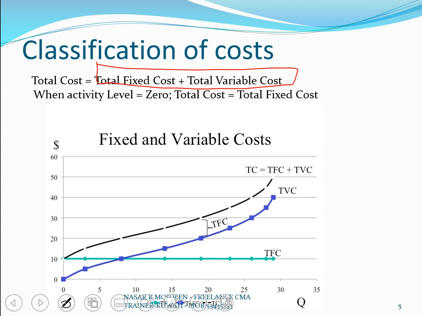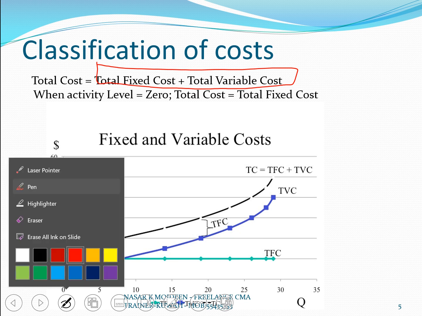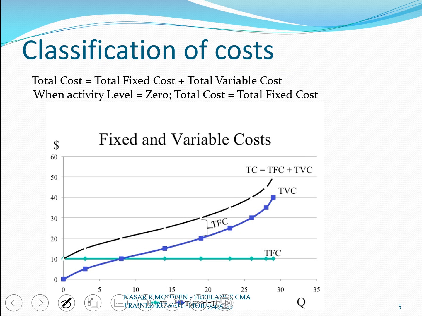You have to add both the costs, then only you will get the total cost. For example, if there is no activity, that means you will not have any variable cost. You are not making any laptop, so there is no need to buy any material. You don't have to keep any labor. So when the activity level is 0, what will be your total cost?